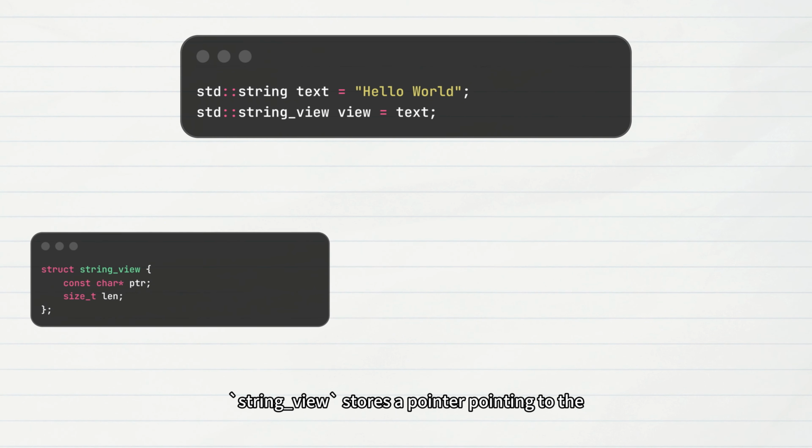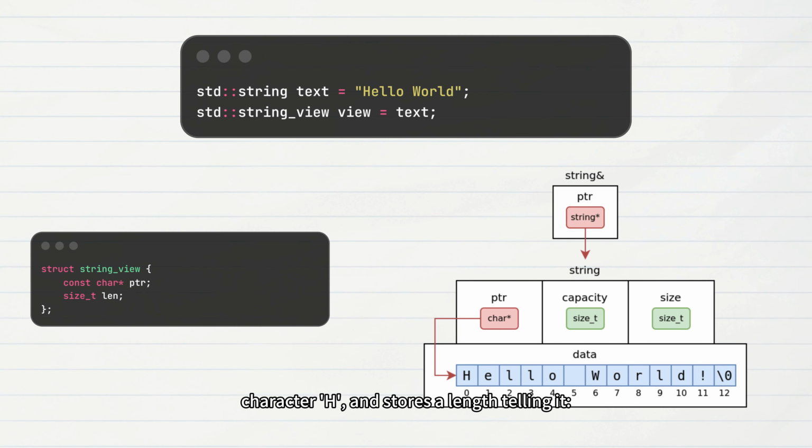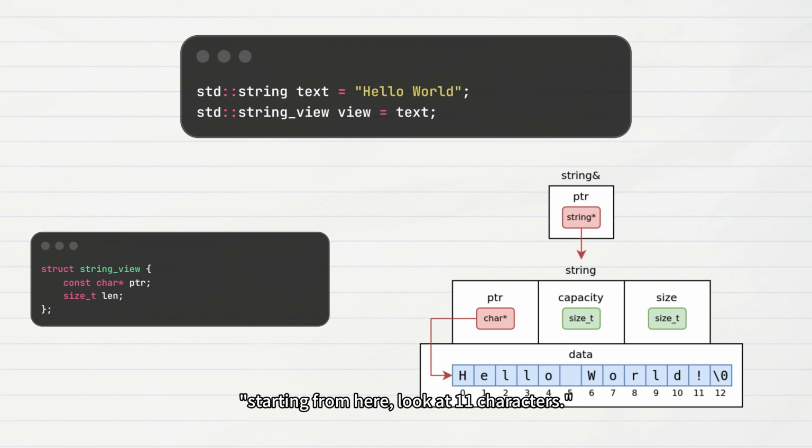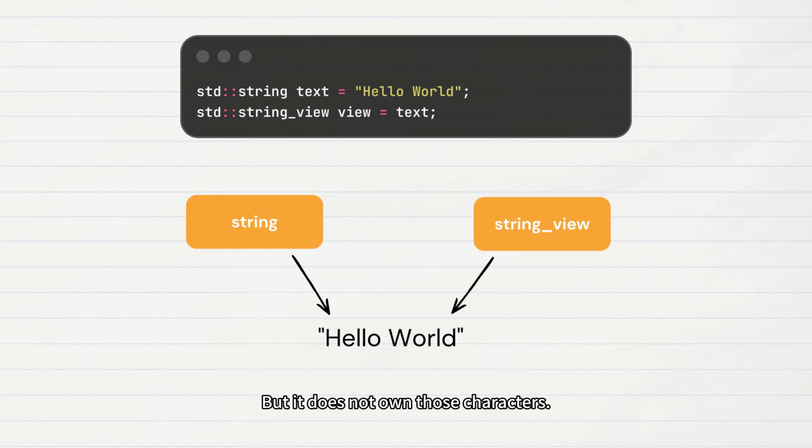String view stores a pointer pointing to the character h and stores a length telling it, starting from here, look at 11 characters. So what it sees is the string hello world, but it does not own those characters. This is the most important difference between string view and string. This also means that creating a string view itself does not require copying the string and typically does not require heap allocation. This is especially important for substring operations.